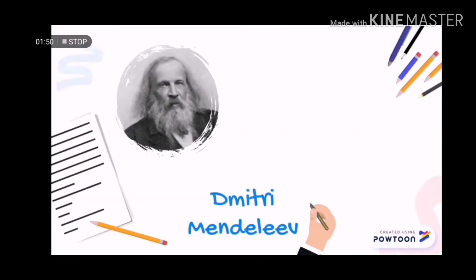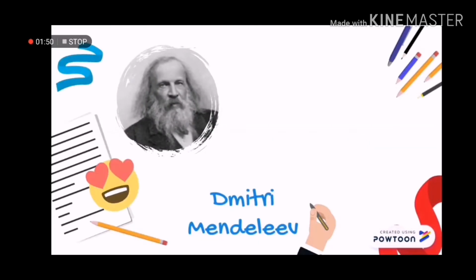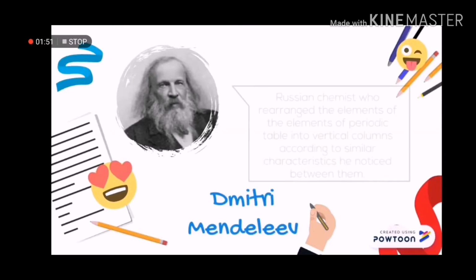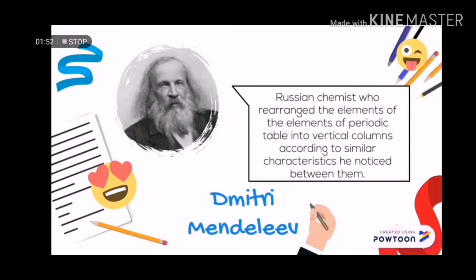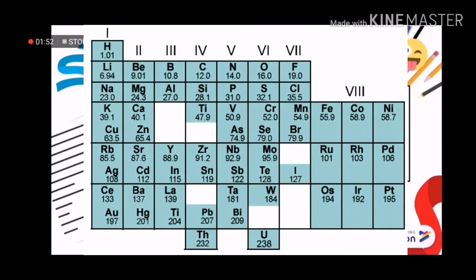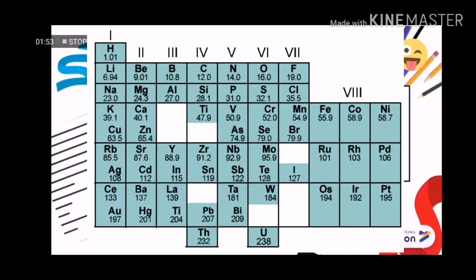In 1869, a Russian chemist named Dmitry Mendeleev rearranged the elements of the periodic table into vertical columns according to similar characteristics he noticed between them. He placed the similar elements under each other and left gaps for future elements that had yet to be discovered.